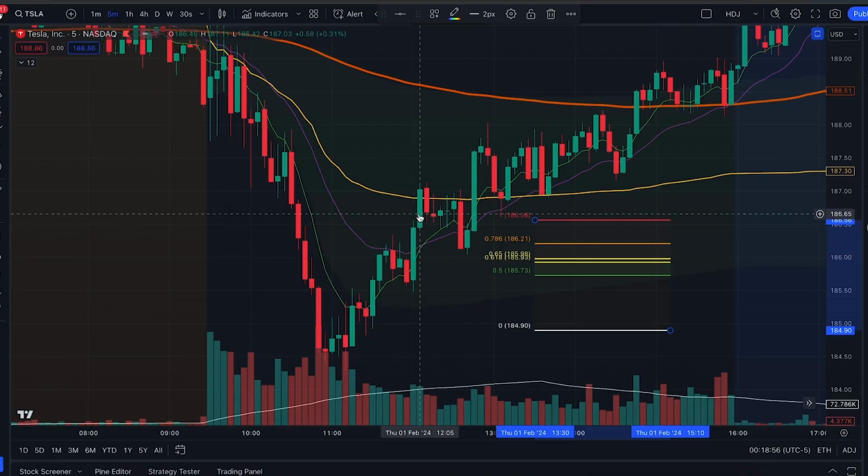Then this one came. Now this one closed above the 8 moving average and the 21 moving average. This one continued to head to the upside and closed above our VWAP. Now at this point, I'm looking to take calls because I'm looking like, hey, we're officially headed to the upside. But I don't want to get in right here.